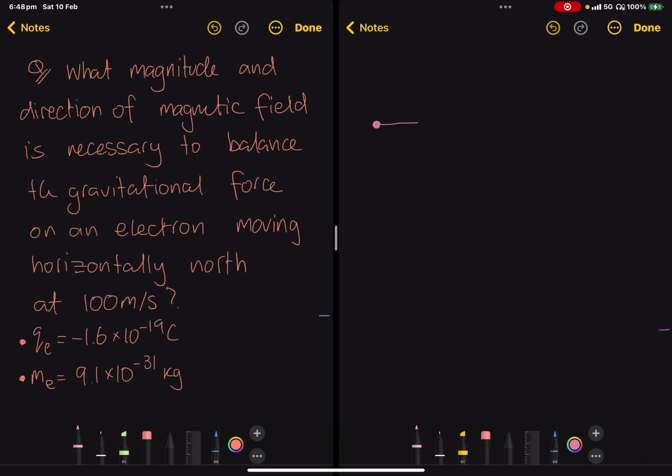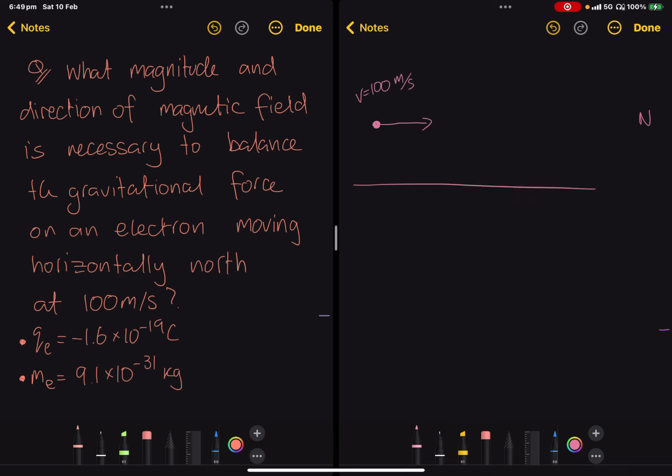north. So this way, we're going to say that this is north. When we say horizontally north, we mean towards the North Pole. So this is the surface of the Earth. This electron is heading towards the North Pole. We're told its velocity is 100 meters per second.